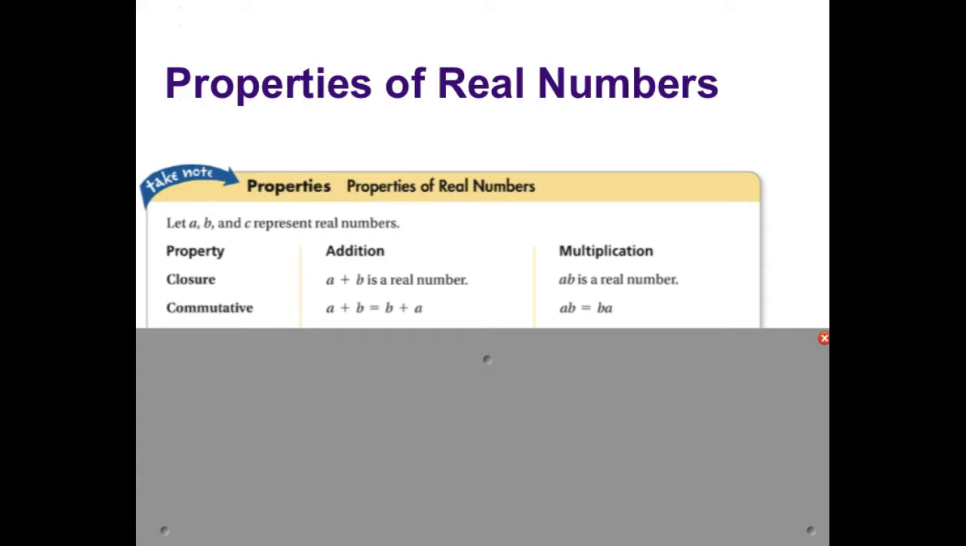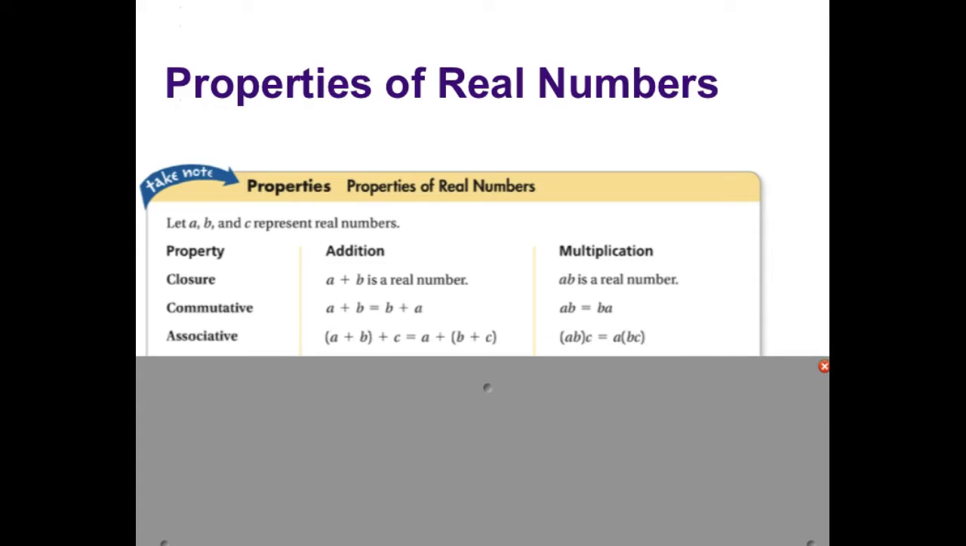So you're commuting, going back and forth between two places, so the order switches. Same thing for multiplication, it goes AB and then BA. The next one we have is the associative property. The associative property says that if you have the sum of two numbers, A plus B, that plus C is equal to A plus the quantity B plus C. Multiplication says the quantity A times B, all times C, equals A times the quantity BC.